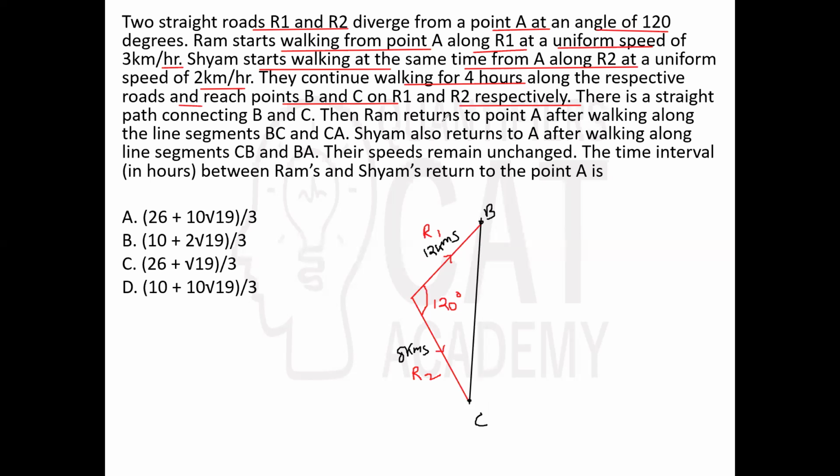Now it is given Ram returns to point A. See, Ram is here and Shyam is here. Now it is given that Ram returns to point A after walking along the line segments BC and CA. So now what will Ram do? He will cover distance BC and cover CA. Okay, this is point A. And if we talk about Shyam, Shyam also returns to A after walking along the line segments. Now Shyam will cover CB and then BA, and their speeds remain unchanged.